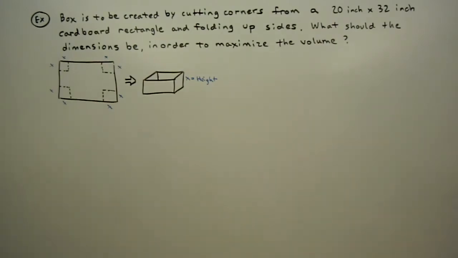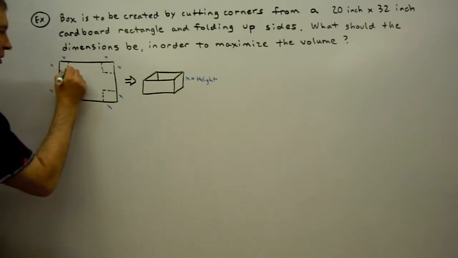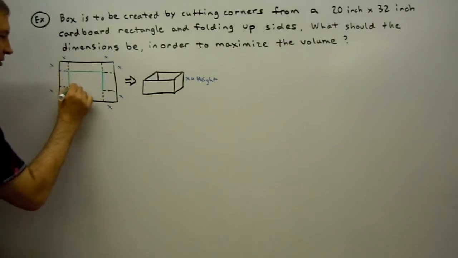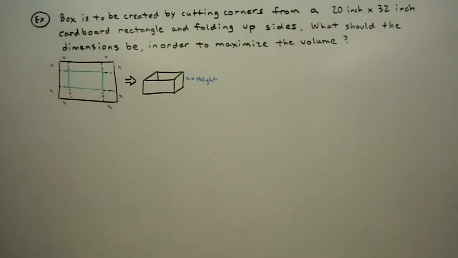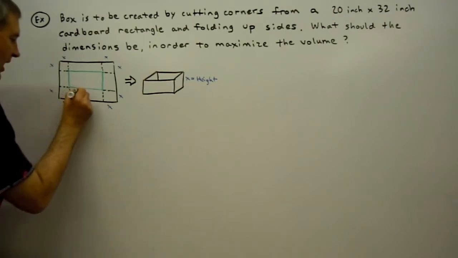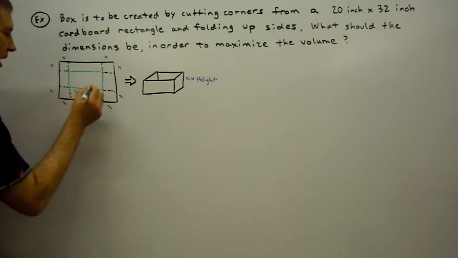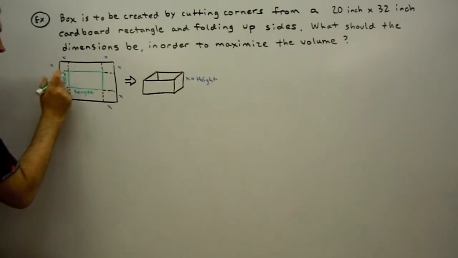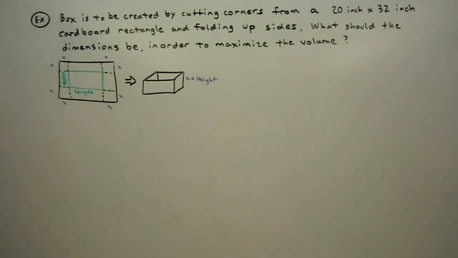But what about the length and width of the base? What we're looking at here is this inner rectangle. Once the square corners are cut away, it will end up forming our length and our width. So we would have the length here, and you would have the width here. The length and the width. So what would that length and width be?